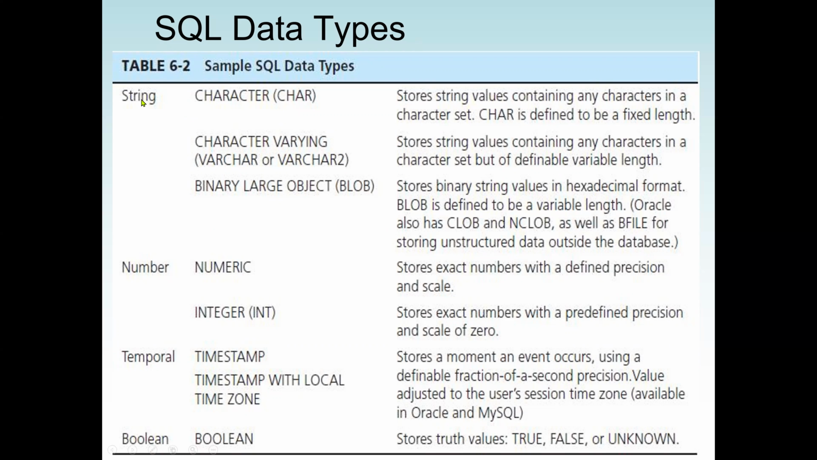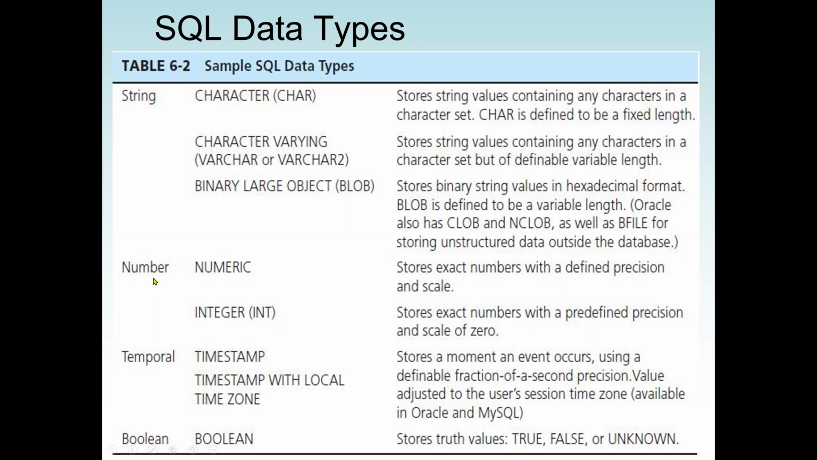If we want to declare the data type as a string, we use the keyword CHAR, C-H-A-R. This will store string values containing any characters in the character set. The CHAR is defined to be a fixed length. We also have the VARCHAR, that's character varying. When you are using VARCHAR, you have to specify in the argument the number of characters you want. So if we have 100 here, we're going to have up to 100 characters. Again, we're going to see examples when we write some of the queries.